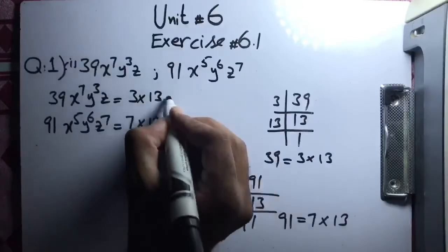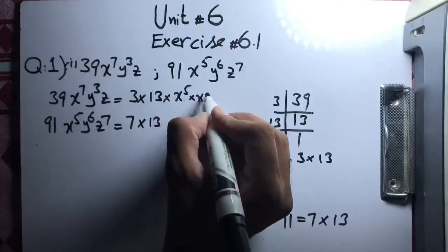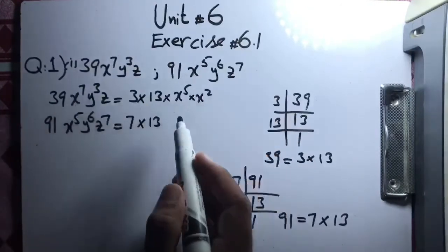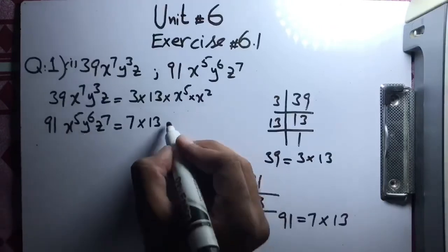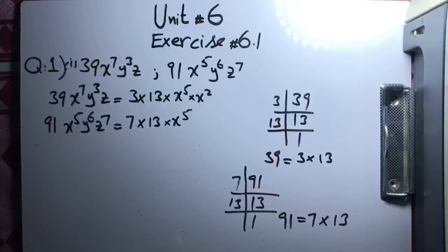Okay, so first of all I write here x raised to power 5 multiplied by x raised to power 2. I divide 7 into two parts. Here I write x raised to power 5. Now you can take common easily.